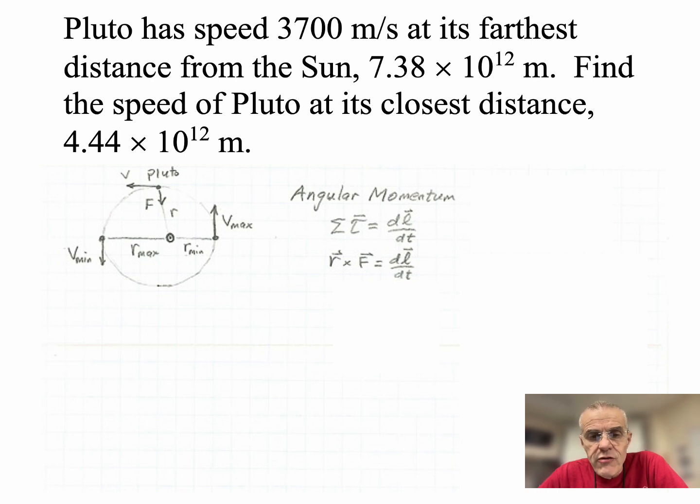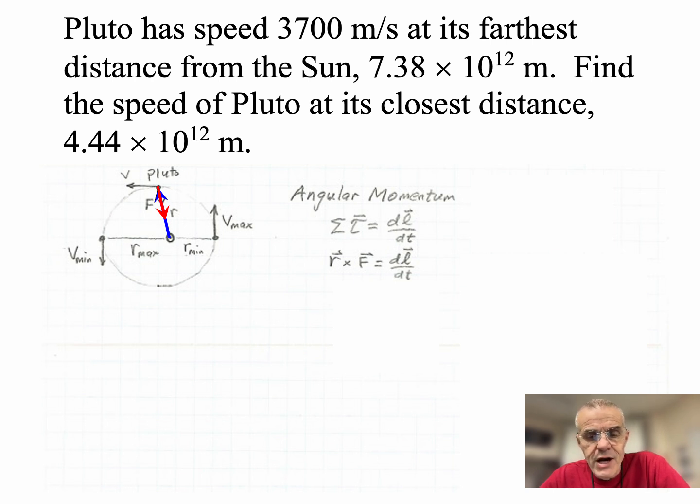Torque would be R cross F, position cross force. The primary thing we're looking at here is Pluto moving around the sun. The sun's motion is irrelevant in this situation. So we can take the sun to be at rest, kind of like an axis of rotation. Not exactly, but Pluto's going around the sun. So the R and the F in that formula would be R, a position vector pointing from the sun to Pluto, and F, the force of gravity.